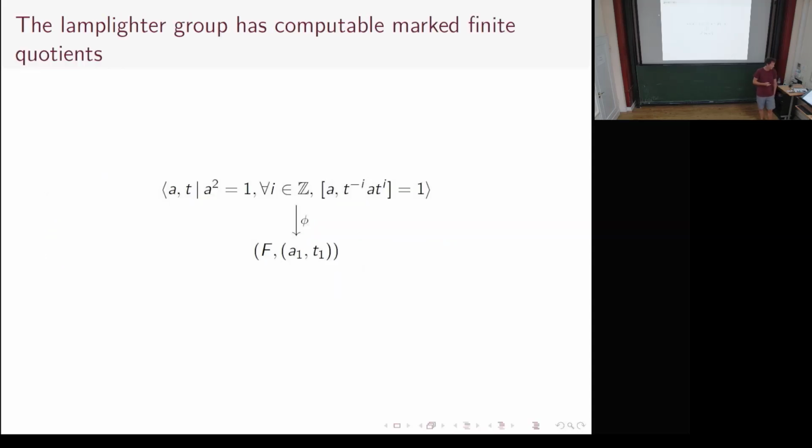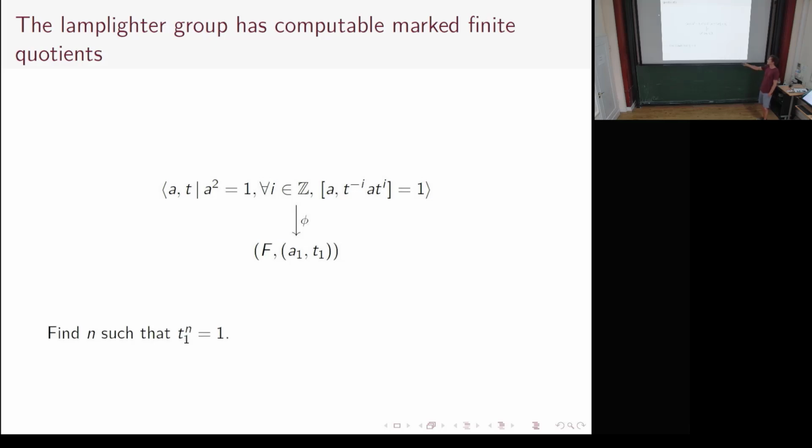And let me give you a quick example. Here we have a presentation for the Lamplighter group on top. So it's an infinite presentation. And on the bottom, you have a finite group. And you want to know, is this finite group a marked quotient? And here a marked quotient means I want to send A to A1 and T to T1.